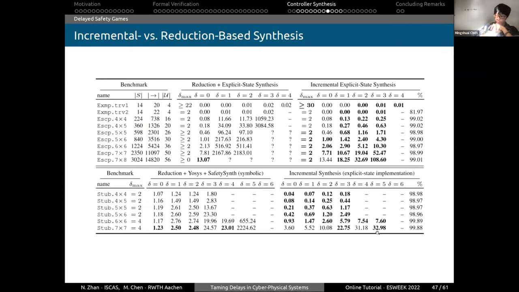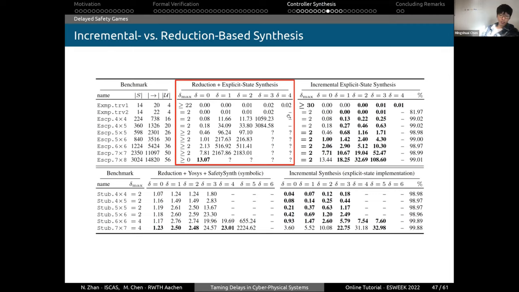Great, we had a prototypical implementation of the incremental synthesis algorithm. We did some comparison. All the benchmarks are from the escaping game, as you have already seen in the robot example. First we have an implementation which uses a reduction idea, which has the exponential blow-up, and is based on explicit state representations. As you can see, already for some small examples, the state space gets quite large.